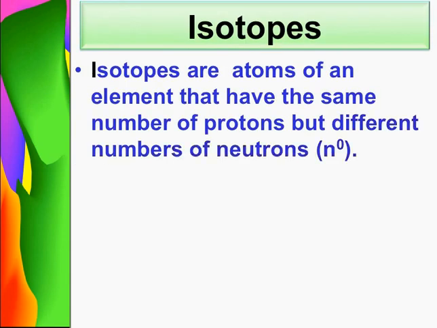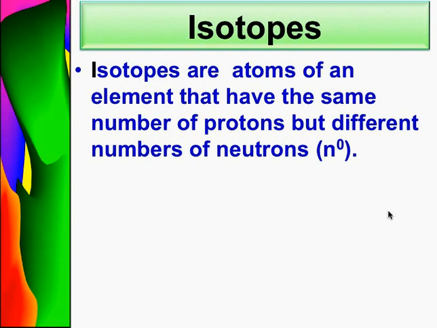Now, isotopes are atoms of an element. They have the same number of protons, so they're all part of the same element, but they have different numbers of neutrons. So they're going to have different mass numbers and different physical properties. All naturally occurring elements have at least one, and very often more than one, isotope.